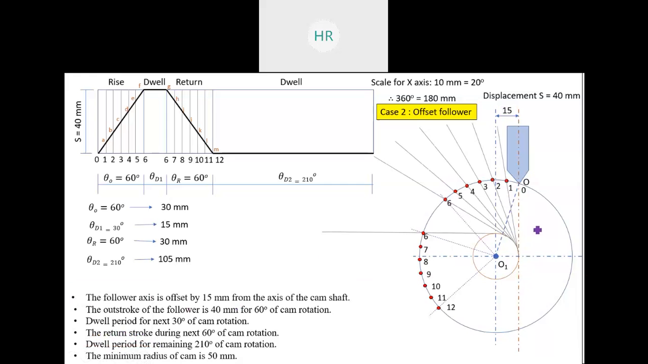Similarly, do the same procedure on this return angle also. Draw a line passing from this point 7, 8, 9, 10, 11, 12 and they are tangent to this circle, like this. सारी लाइंस जो होगी वो सर्कल को छू के निकल रही होगी. Now, next steps are similar to the first case.